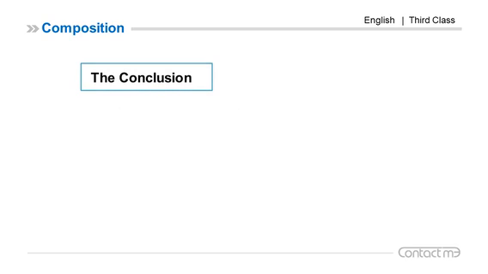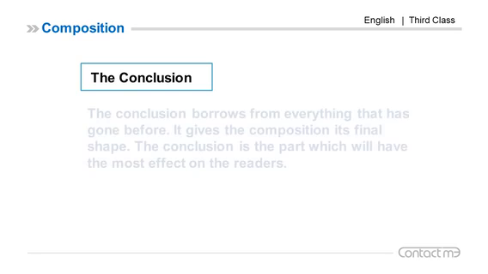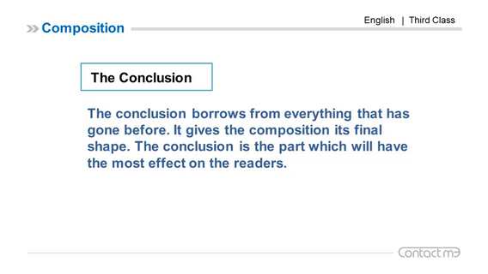Conclusion. This is the most important part also in the composition because it gives the composition its final shape. The conclusion borrows from everything that has gone before. It is like a summary. It gives the composition its final shape. The conclusion is the part which will have the most effect on the readers. So you have to know how your composition is going to end before you start writing.